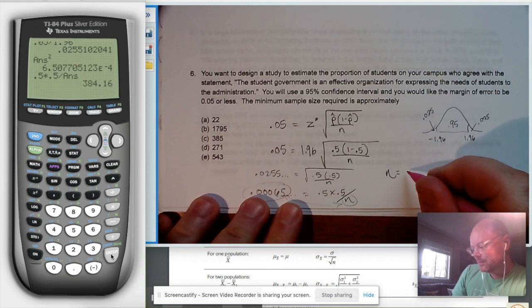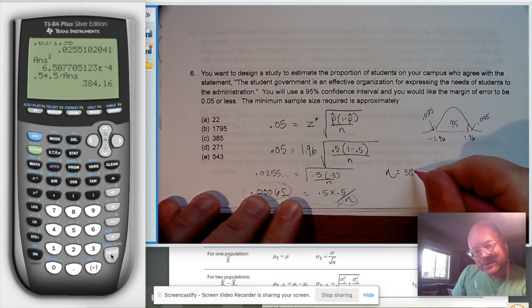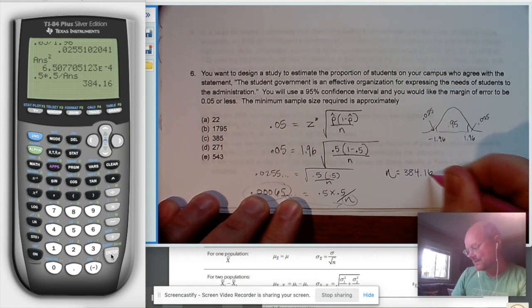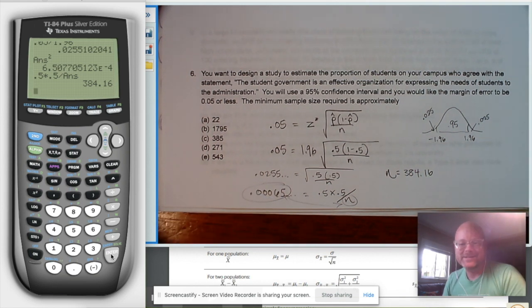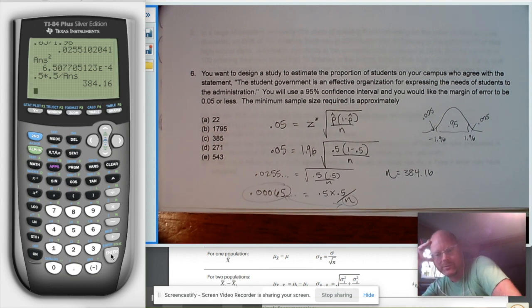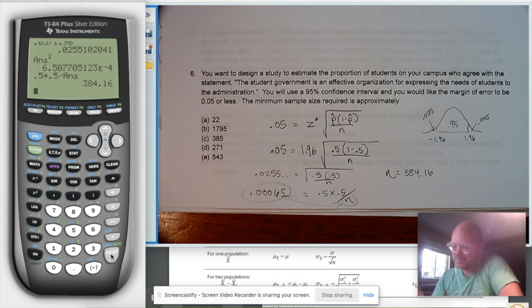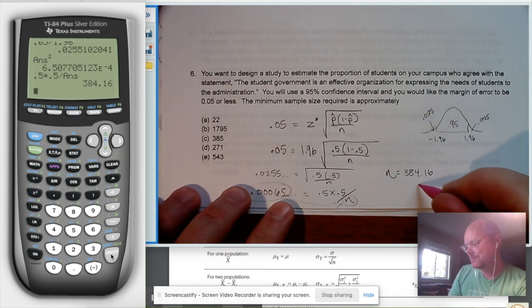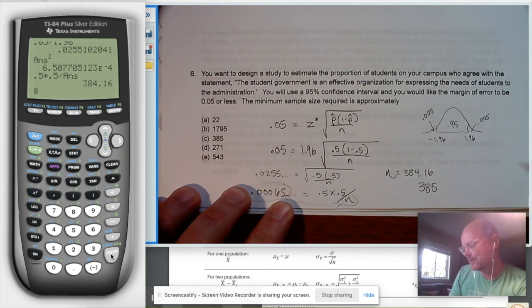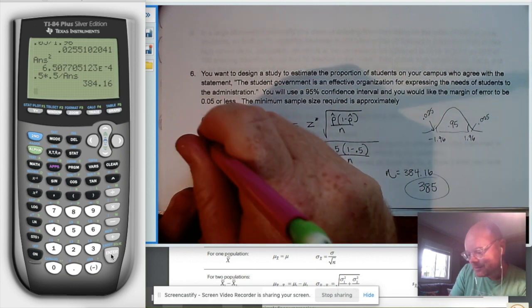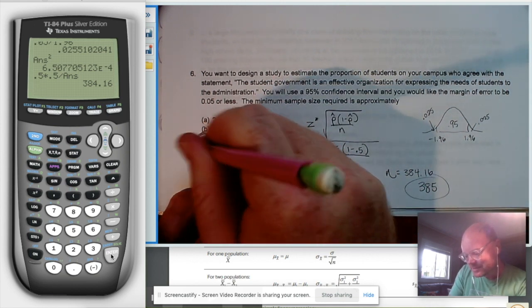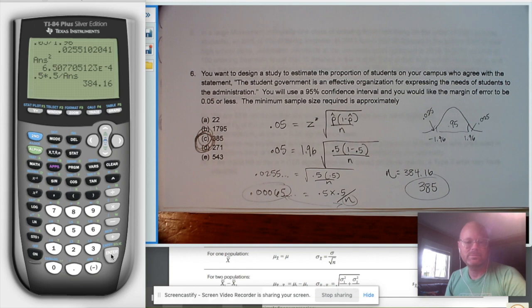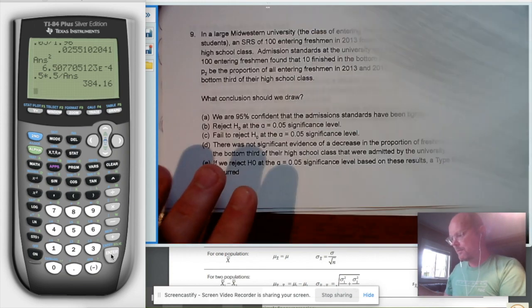There you go. The actual break-even point would be 384.16. But since I can't ask 0.16 of a person, how many people do you need to guarantee that it's going to be lower than 0.05? Yeah, so make it 385. Round it up to the next person. So answer choice C. I kind of circled D too, but you know what I'm talking about.